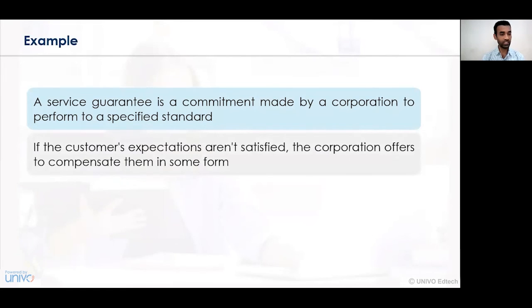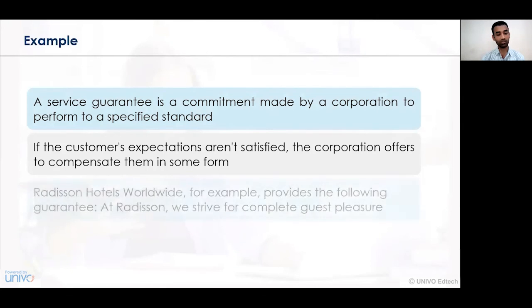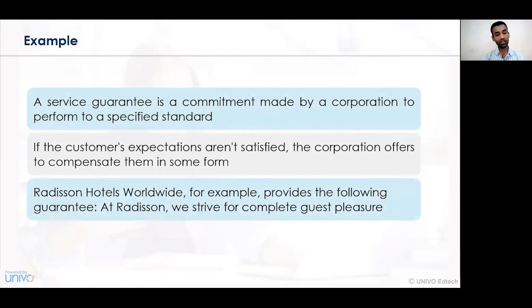So now let's take another example with respect to the guarantee contract. In respect of a guarantee contract, a service guarantee is a commitment made by a corporation to perform to a specified standard. And if the customer's satisfaction is not fulfilled, then accordingly the corporation offers them certain compensation in a certain form. In this case, you have an example with respect to the Radisson Hotels. Radisson Hotels Worldwide, for example, provides the following guarantee.